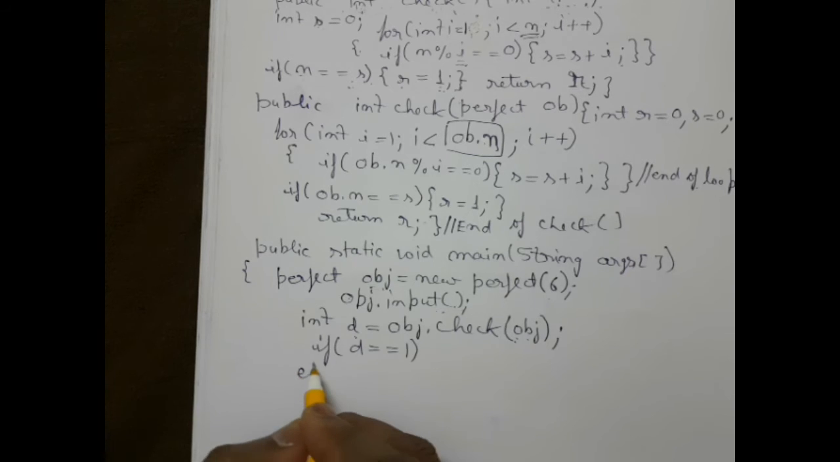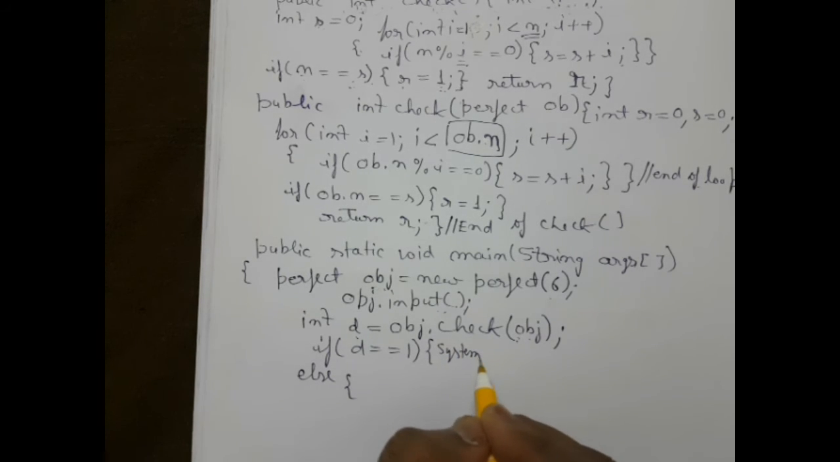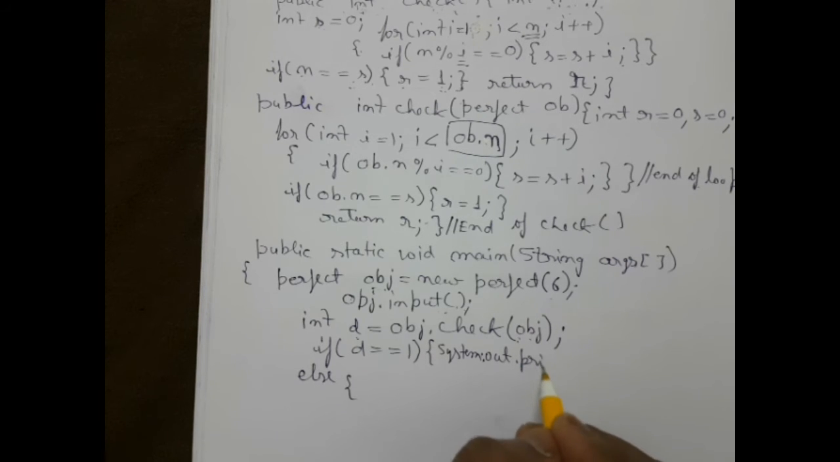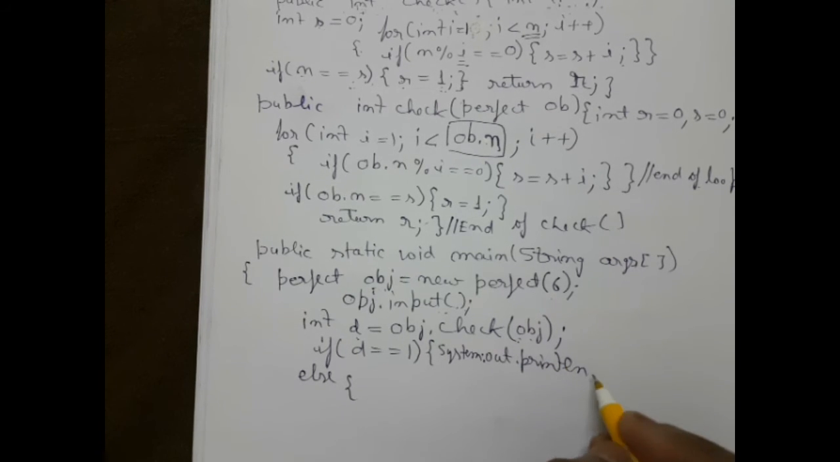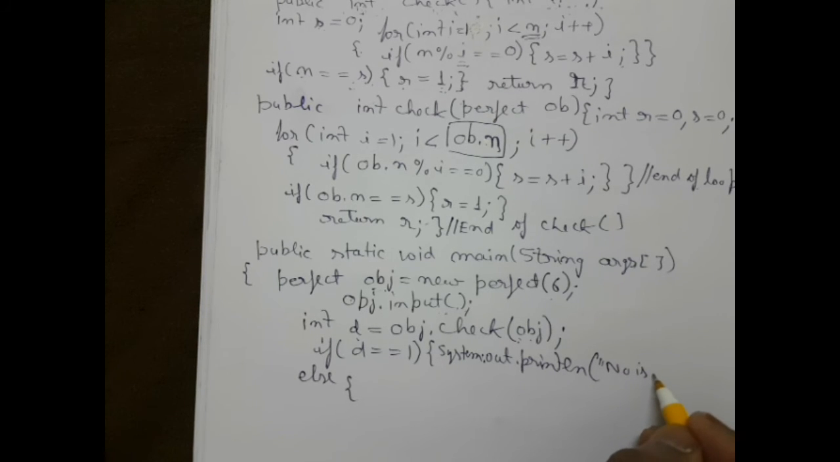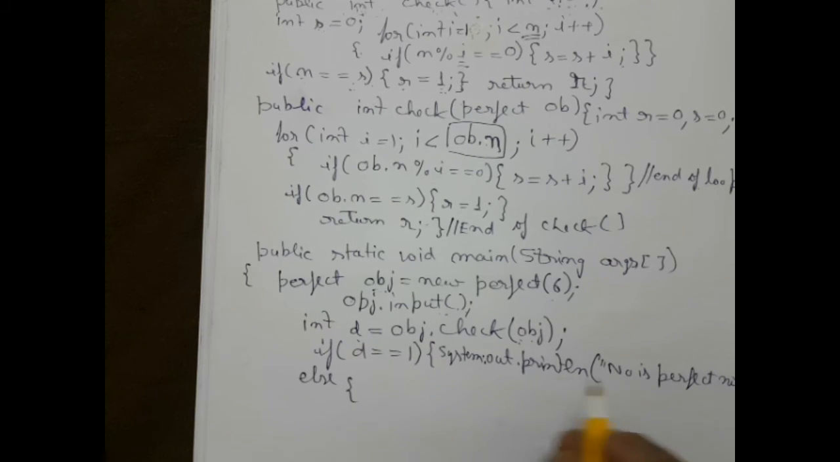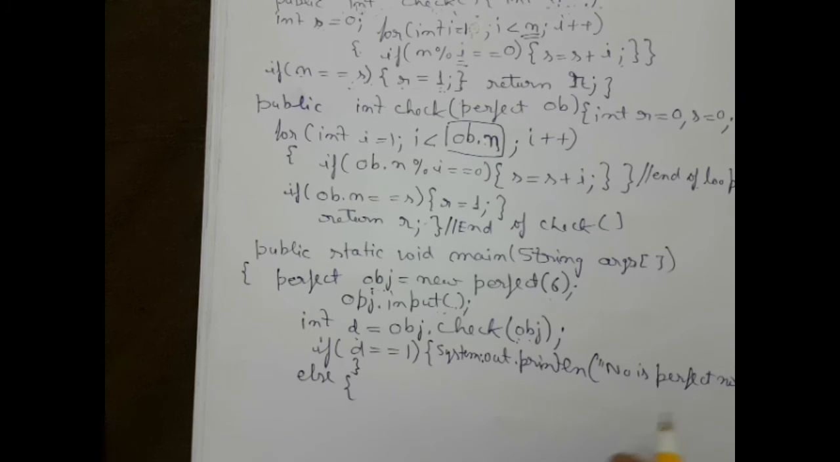And then here I have written else. Okay, so here I write system dot out dot println. All right, which message will be given? Number is perfect number. All right, and I can close it here, it's over.